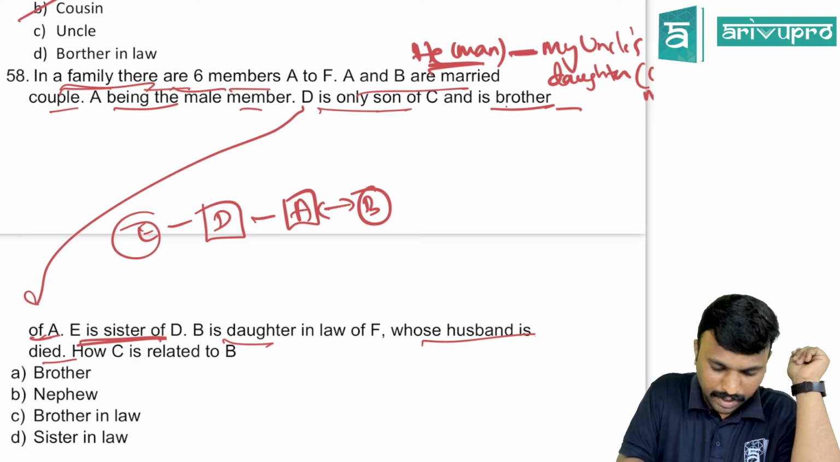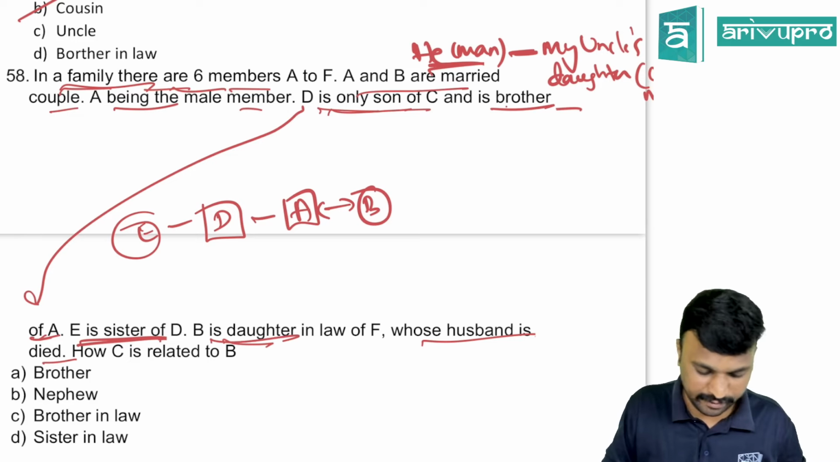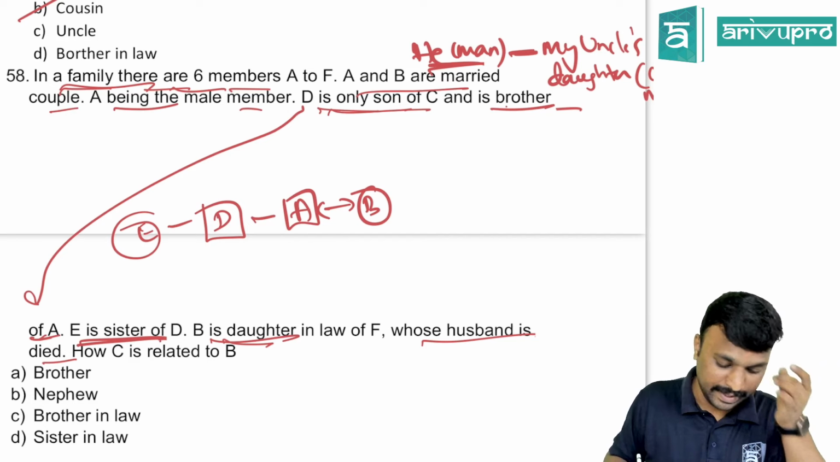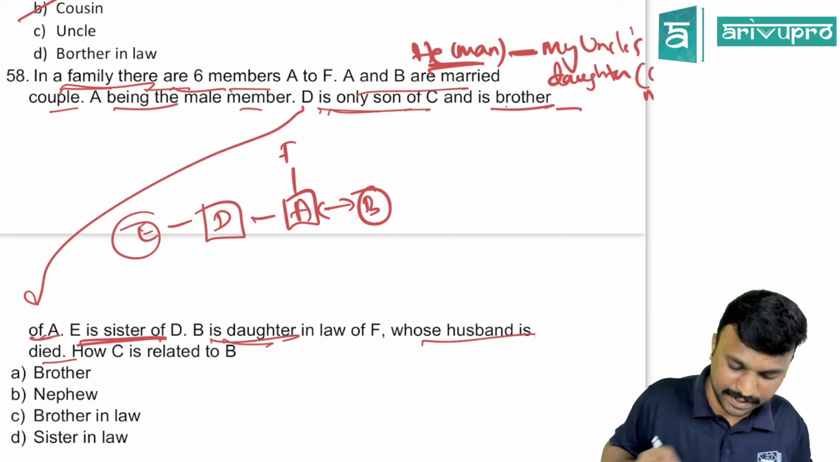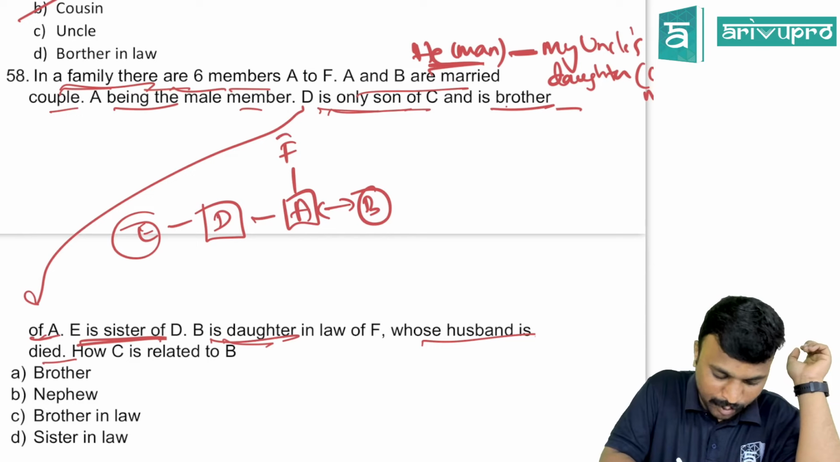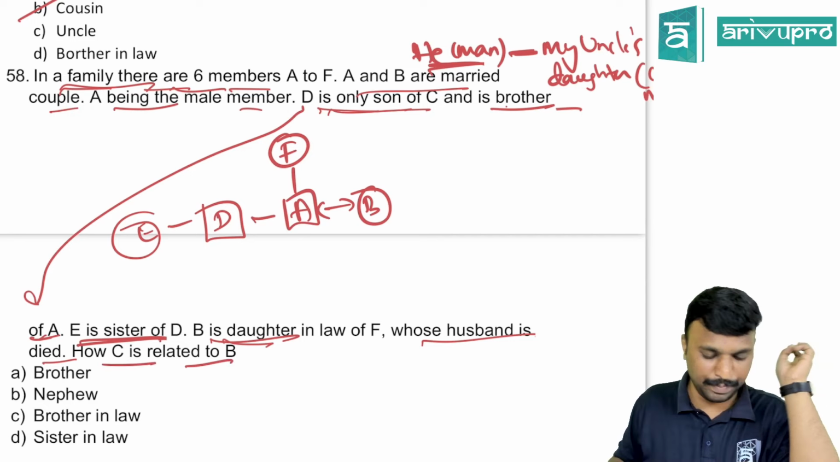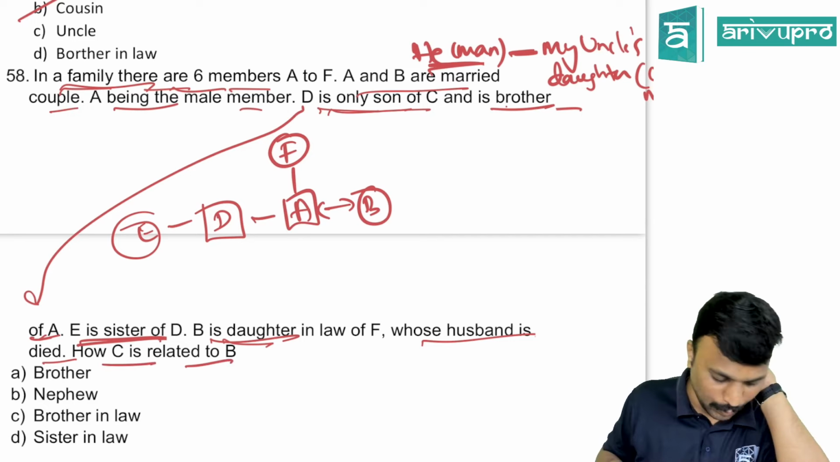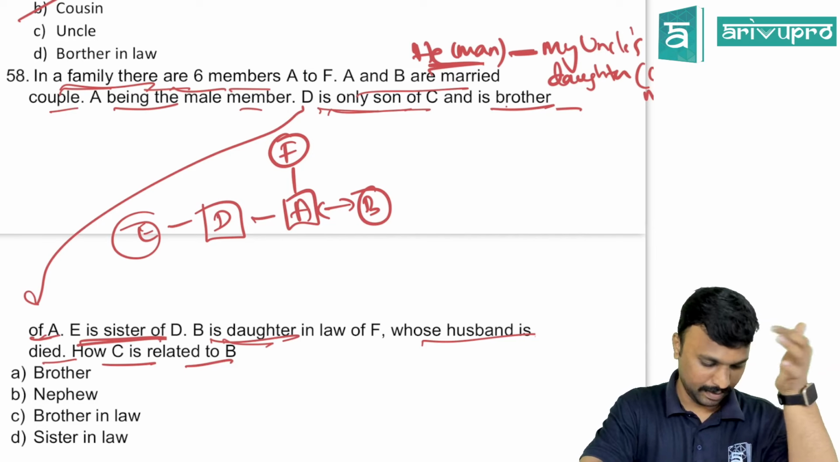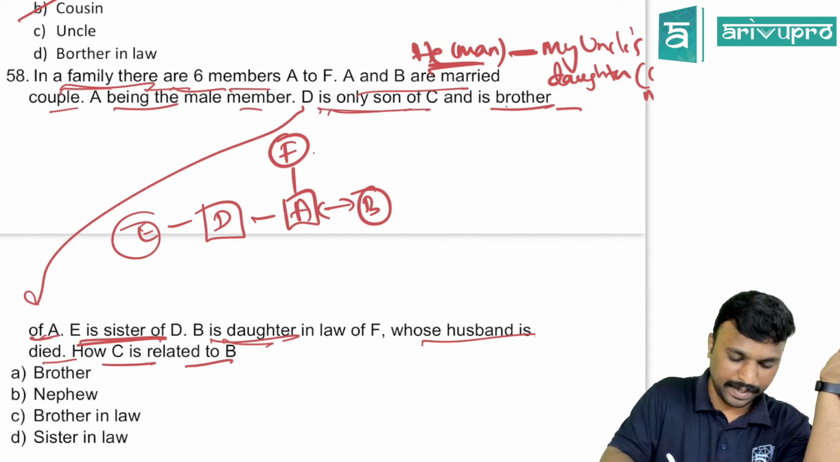And then B is a daughter-in-law of F. That means definitely A's parent is F. F is a female whose husband has died, actually they have said. So how is C related to B, they have asked. So basically, F is the one whose husband has died.